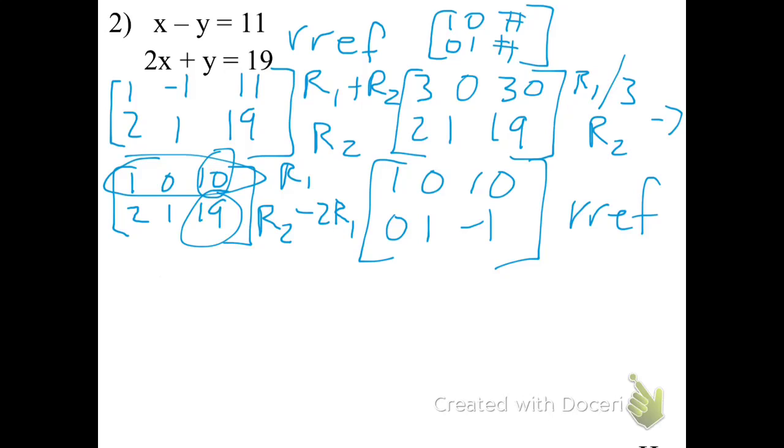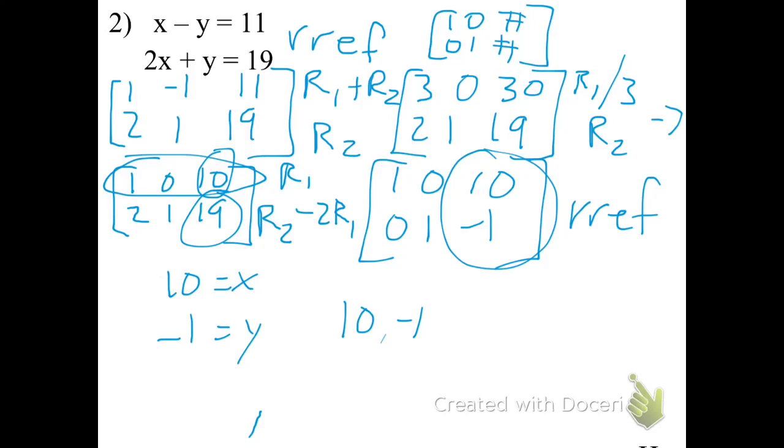It's done. Okay? So realize your last column there are your answers when you have it in reduced row echelon form. You got 10 as your x, and -1 is your y, so you get the point 10, -1. Ta-da. That one's done.